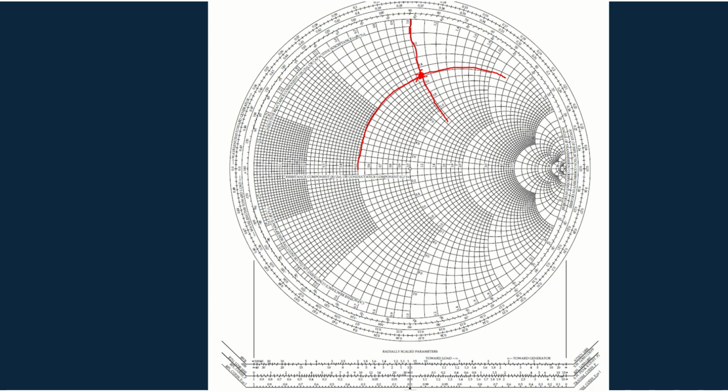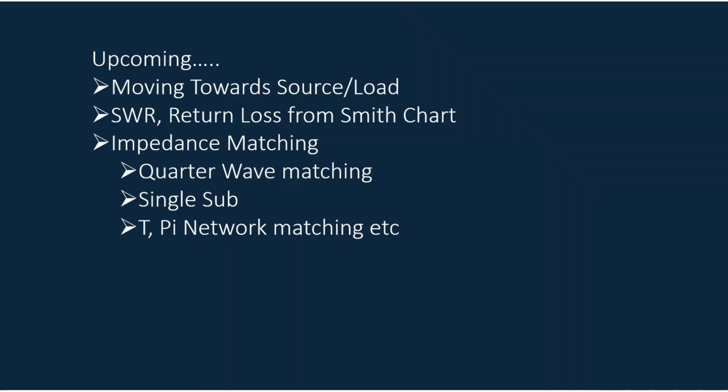So this is how we identify a point on the Smith chart. I hope you get some idea about how you can identify a point on the Smith chart. In our upcoming videos, we will discuss what is meant by moving towards the source and load, how you can identify VSWR or return loss from the Smith chart, and what the different impedance matching techniques are which can be implemented using the Smith chart, like quarter wave matching, single stub matching, T and pi network matching, etc.